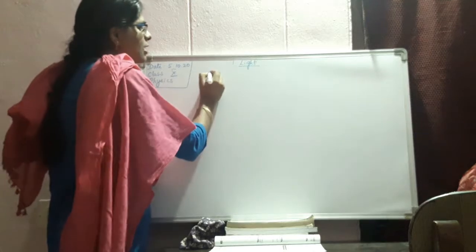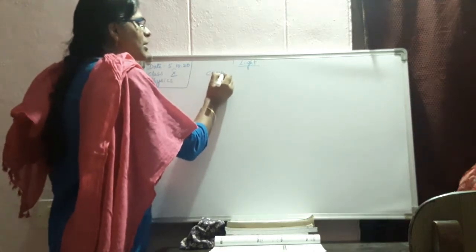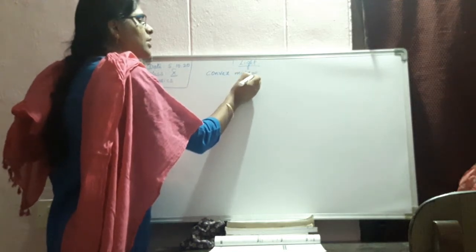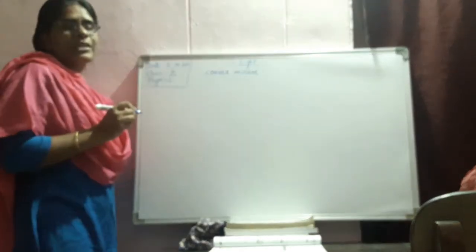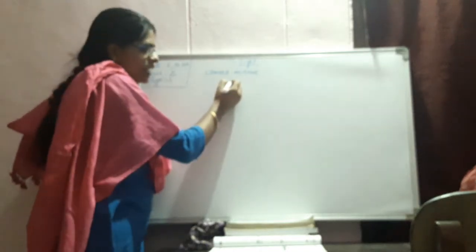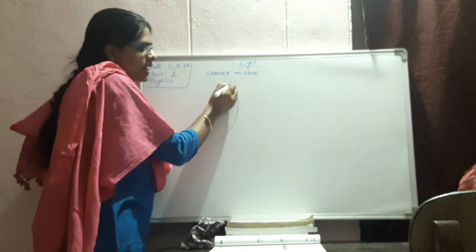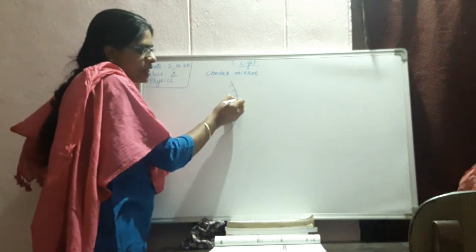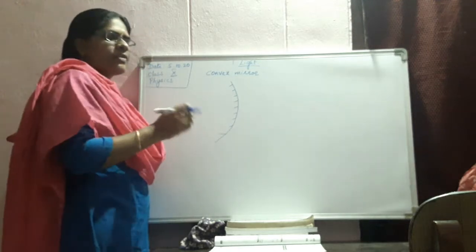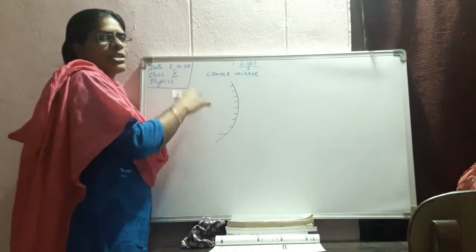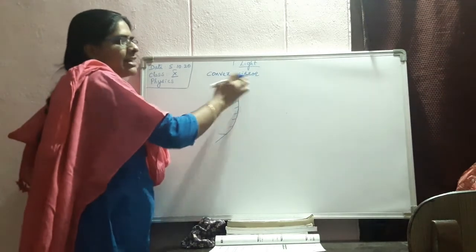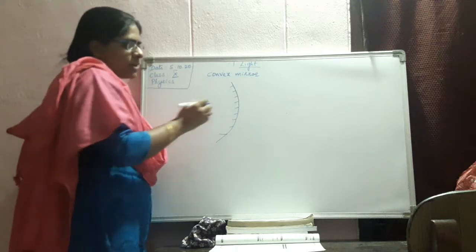Let us take our convex mirror. In the last class we solved the problems based on concave mirror. Let us see the convex mirror. Now, is this a convex mirror? Yes, it is a convex mirror. If the inner surface is polished and the outer surface is reflecting, we call it a convex mirror.